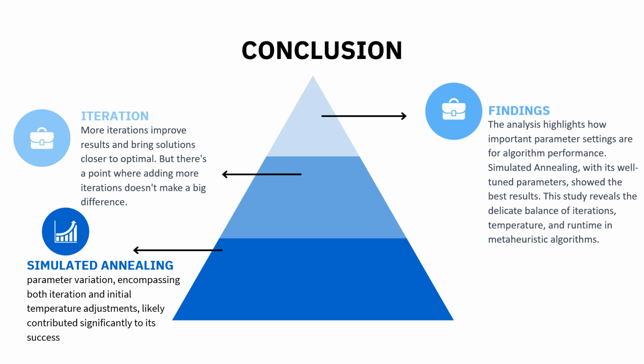So in conclusion, this analysis highlights how important parameter setting is for algorithm performance. And simulated annealing with its well-tuned parameters shows the best results, as you can see. And this study revealed the delicate balance of iterations, temperature and runtime in meta-heuristic algorithms. Thank you so much for this.